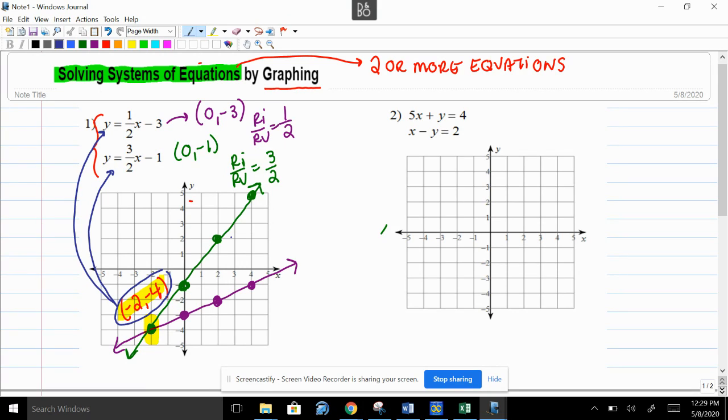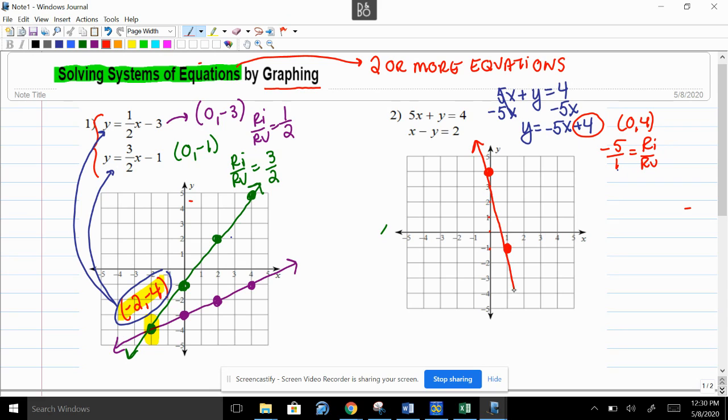If I took that first equation, 5x + y = 4, and I rewrote it in slope-intercept, I would subtract 5x from both sides. That would be y = -5x + 4. That equation is going to have a y-intercept of (0, 4), which would be right there, and it's going to have a rise over run of -5 over 1. So that means I'm going to go down 5, right 1. 1, 2, 3, 4, 5, right 1. I don't think I'm going to be able to fit another point, so I'm going to draw my graph.